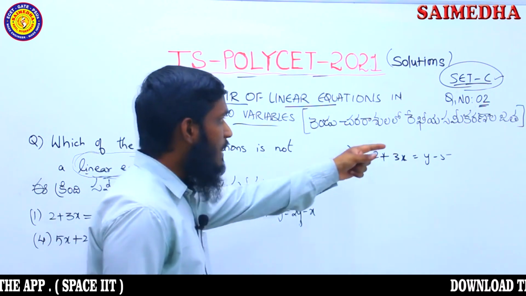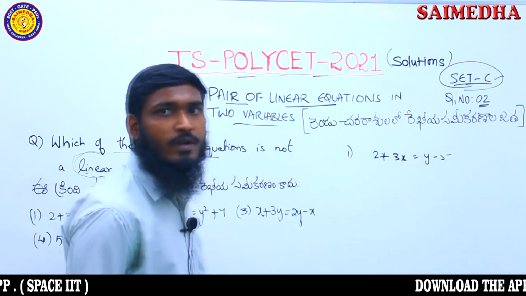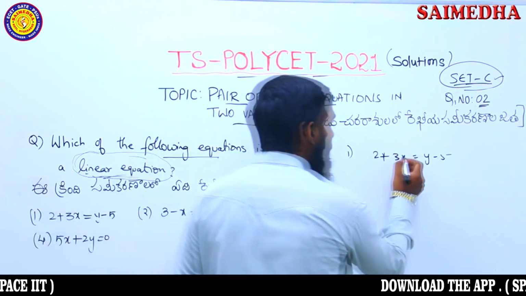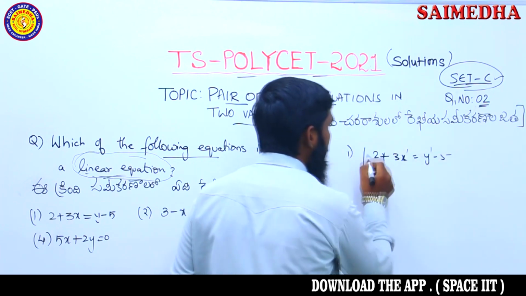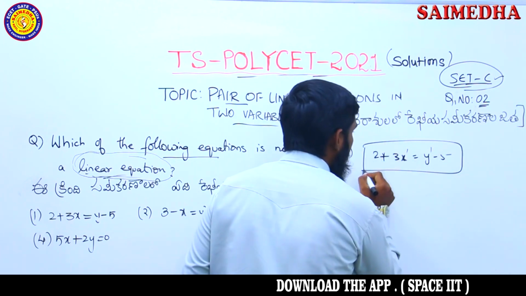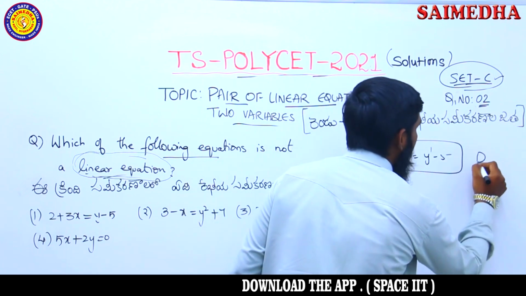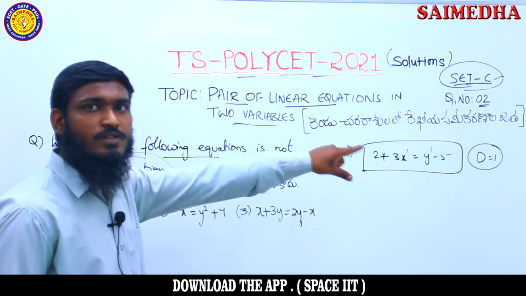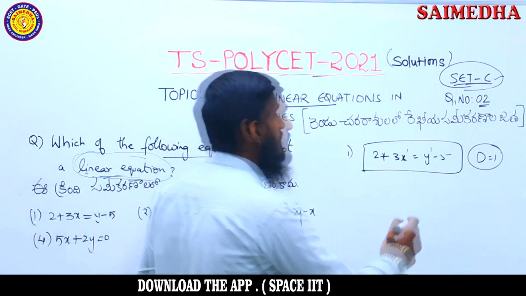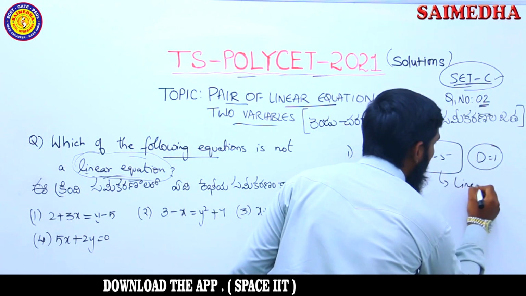What we have to find out? We have to find out the degree of this equation. The degree of this variable is equal to 1, and here also it is 1. So what we can say? This equation has the degree 1. So when the degree of the equation is equal to 1, we can call this equation a linear equation.